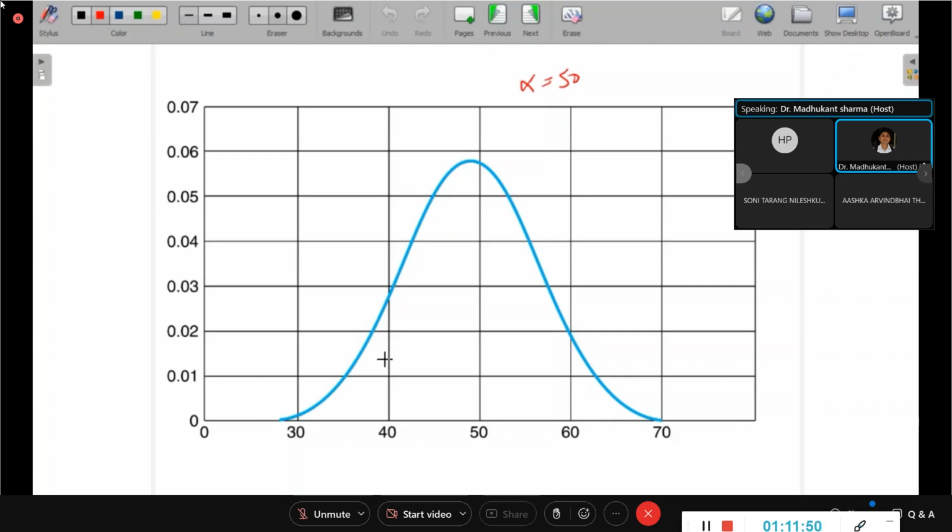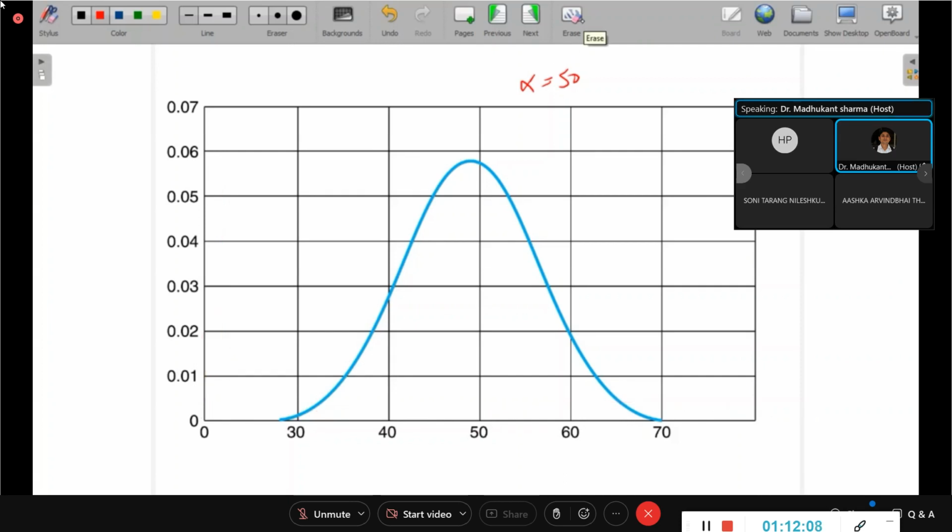Density function means you have an x here and you have f_X(x). This is x, f_X(x), and this is x here. Okay, x and y you can say, and this is the curve that f_X(x) will give.